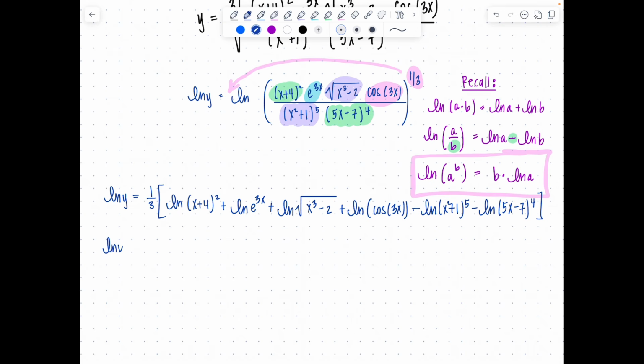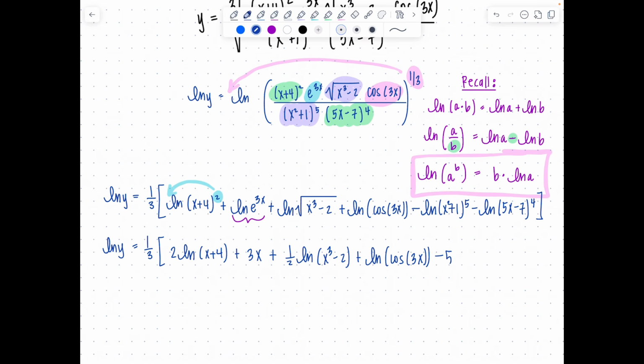So we've got natural log of y over here equals 1/3. What I want to do now is bring this exponent down front. So then we're going to have 2 natural log (x plus 4) plus, what's natural log of e to the 3x? Why, it's just 3x plus natural log, this square root means this quantity is raised to the 1/2 power, so bring a 1/2 down front. Natural log (x cubed minus 2) plus, okay, that one's staying the same, nothing we can do there.